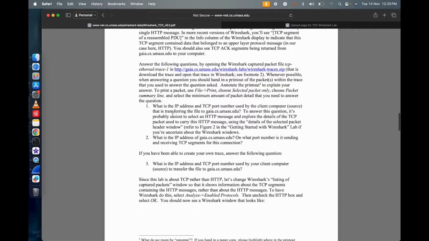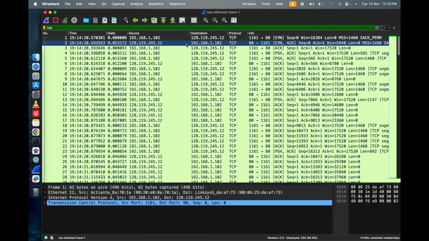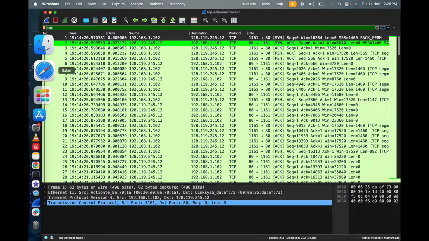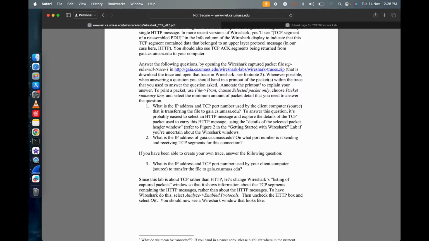And the questions are like what's the IP address and these things. We have answered that the IP address is 192.168.1.102 and the TCP port number is 1161. So the second question is what's the IP address of the specific website and on what port number it's sending and receiving the TCP segments for connection.